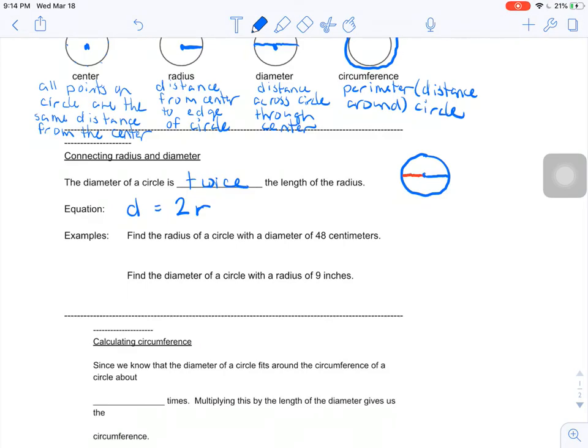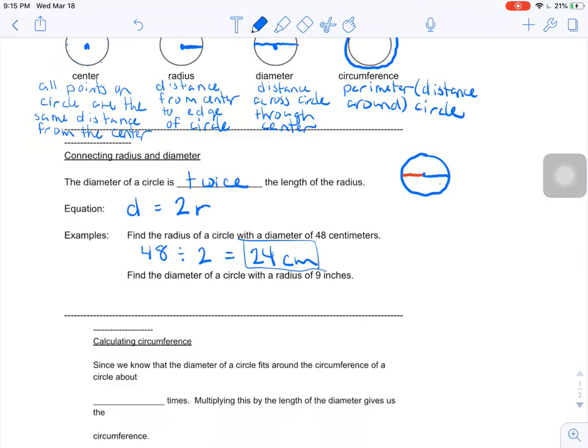Let's find the radius of a circle with a diameter of 48 centimeters. The diameter is all the way across the circle. It takes 2 of the radius to fit in that, so that means the radius is going to be half of whatever that distance is. If I have the diameter and I want the radius, I can just take the distance all the way across and divide it by 2. So that means my radius has to be 24 centimeters. You can also do that the other way around.